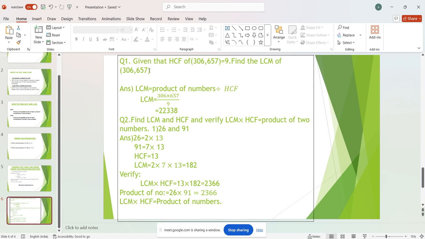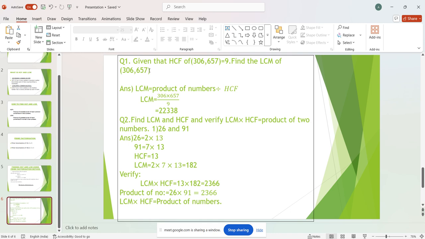So first, 26 equals 2 into 13, that is 26, by the prime factorization method. You take the prime factorization. 91 equals 7 into 13. So for the HCF, the highest common factor, 13 is the common factor. So HCF is 13.